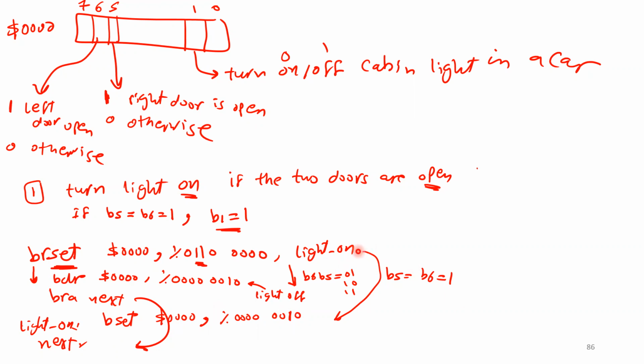However, if this branch is not taken, that means bit 5 and bit 6 can be any of these cases: 0, 1, 1, 0, or 1, 1, any of these cases, okay? In this case, I have to turn the light off. So that's what I did. I said bit clear, now this one off, turn it off, okay?